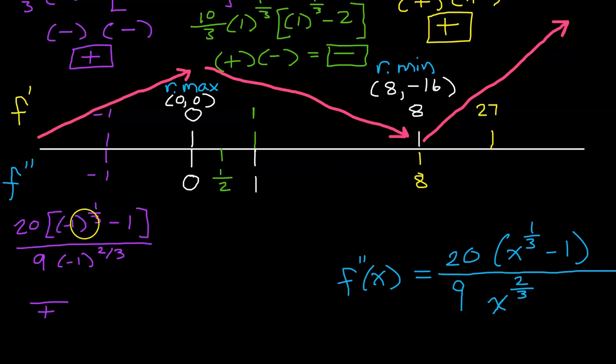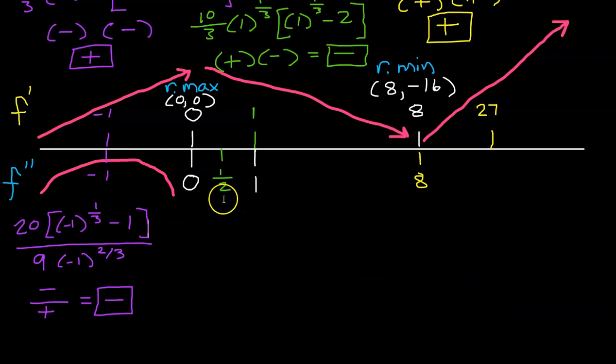In the numerator, we have the cube root of -1, which is still -1, minus 1 is -2. So we have 20 times -2. So the numerator will be a negative value. And of course, a positive divided by a negative is a negative. So the overall value of the expression is negative. This tells us that the function will be concave down in this interval.